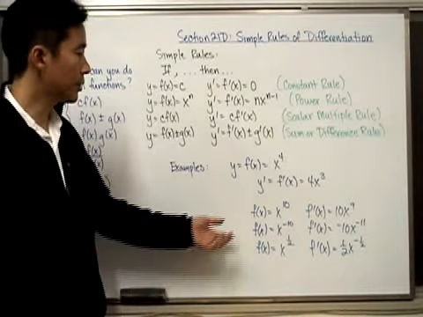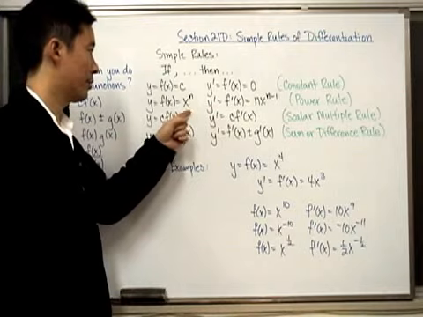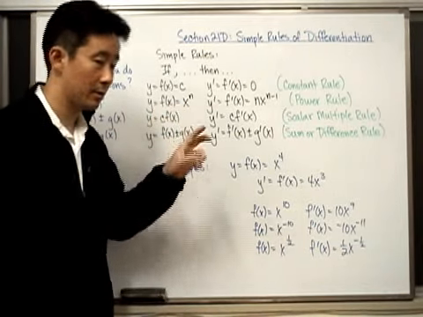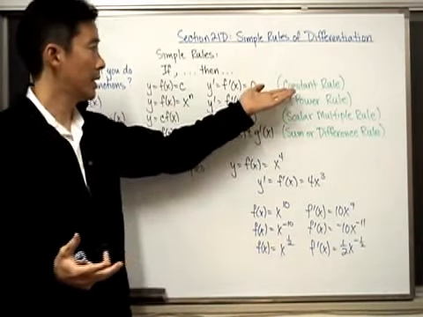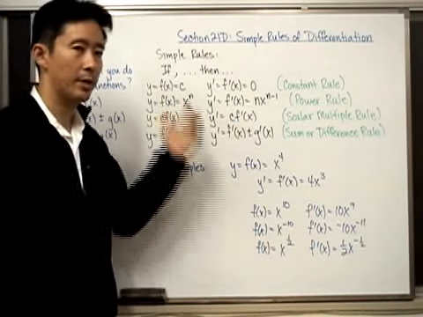So notice how simple this is if you remember what the rule is for the particular type of function that you're given. The only two that we have right now are a constant function and a function that's very simply stated as x raised to a power.